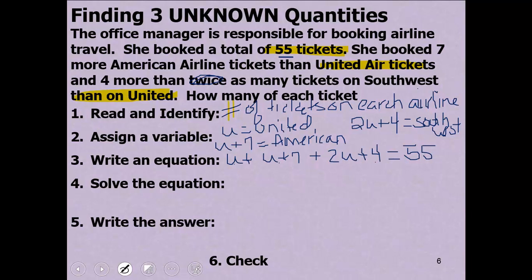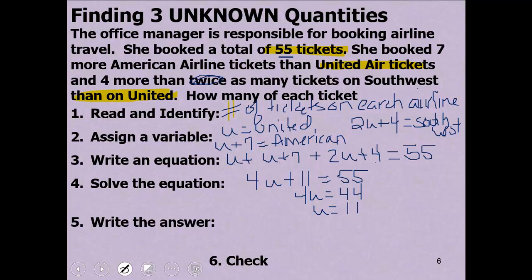So I'm going to collect my U's. 1, 2, 3, 4. I have 4U plus 11 has to equal 55. I'm going to subtract 11, so I get 4U is equal to 44. Well, that's a nice number. I'm going to divide by 4. U is equal to 11.